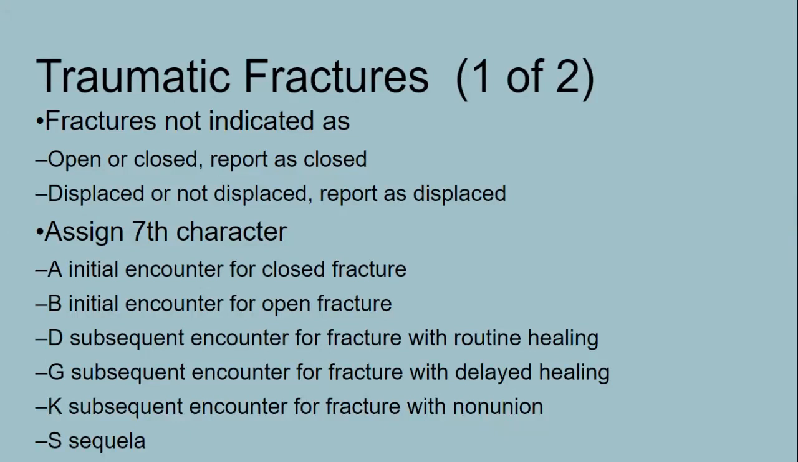Assigning of the 7th character. Now, there is more here. We talked about in our little coding shout out that sometimes our blue boxes have a little more information, and in our fractures section, it does. A is initial encounter for closed fracture. B is initial encounter for open fracture. D is subsequent encounter for fracture with routine healing. G, subsequent encounter for fracture with delayed healing. K, subsequent encounter for fracture with non-union. And S is sequela.